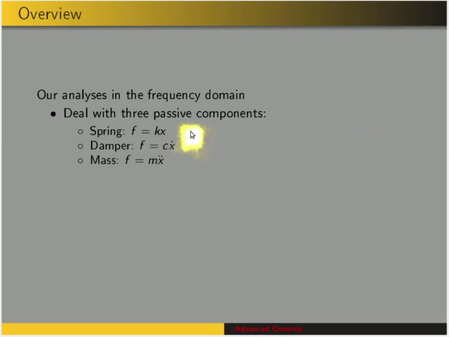You can see for the spring, displacement is proportional to force by the stiffness K. The damper, the force is proportional to the velocity, and that's the damping ratio C. And for the mass, the force is proportional to the acceleration, related to that by the mass.